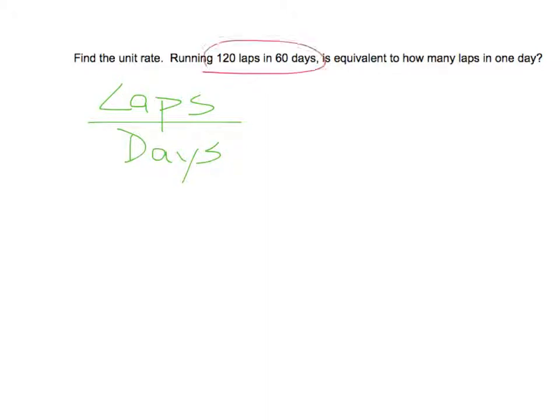So let's first look at this one. We're going to do 120 over 60. So that is 120 laps over 60 days. And we're going to set that equal to some mystery amount of laps in 1 day. And that's right here. How many laps, which is our mystery, in 1 day right here.